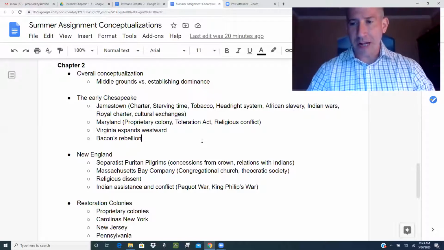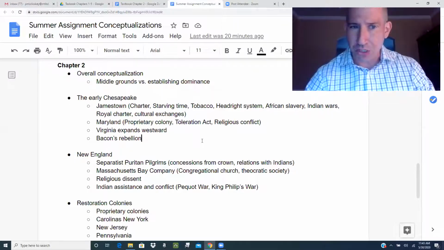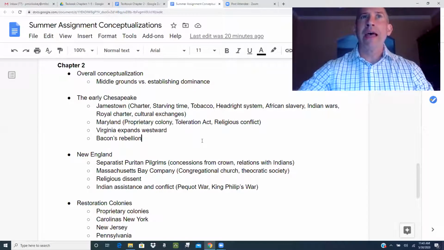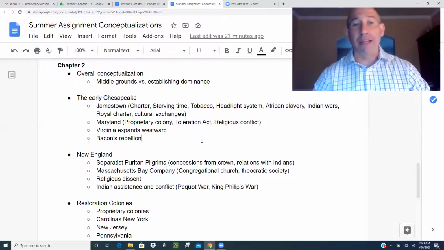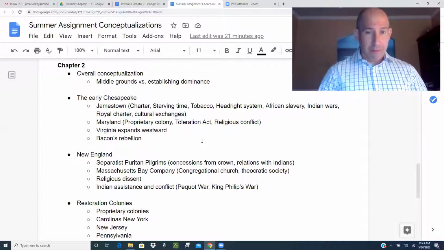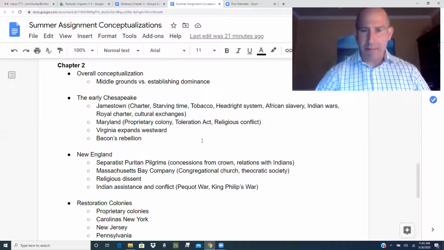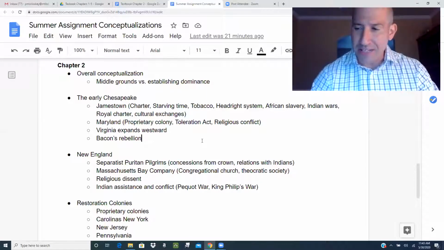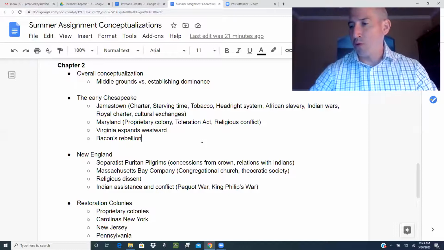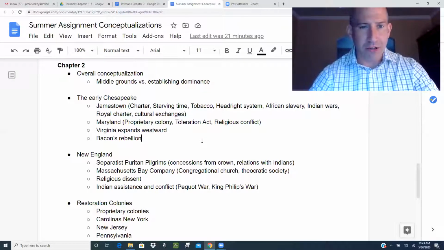So they're going to talk about the various wars with the local Indians, as the Indians are much stronger in the Chesapeake than they're going to be in New England. So they talk about conflict and exchanges. They talk about Maryland as a proprietary colony to make money. I mean, there's religious toleration for the day, and you'll read about the Maryland Act of Toleration, but there's also tremendous religious conflict.